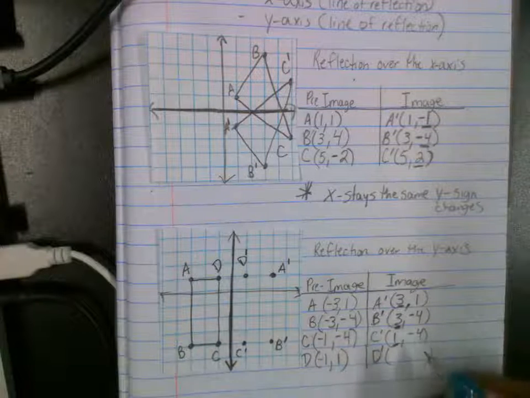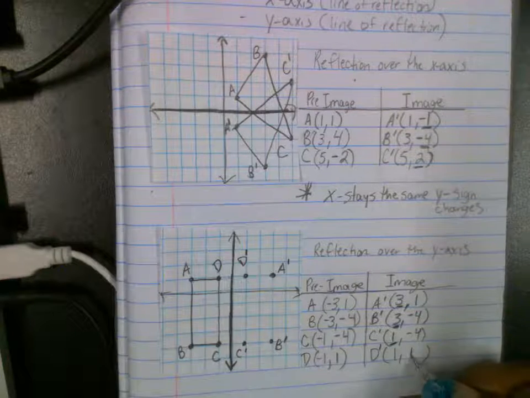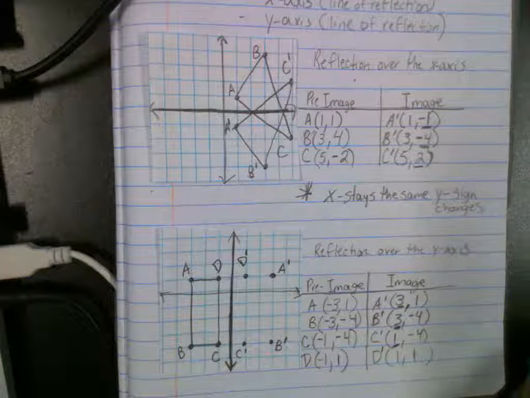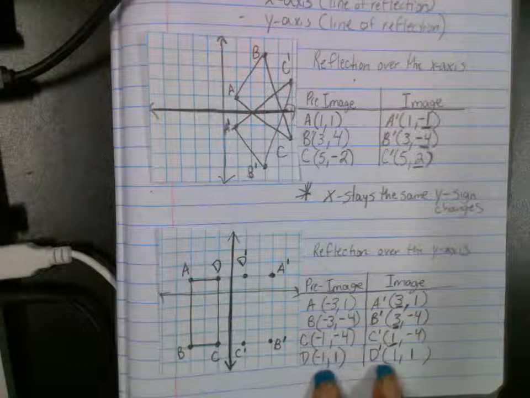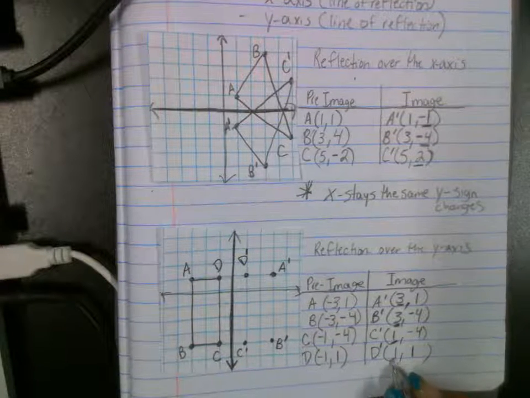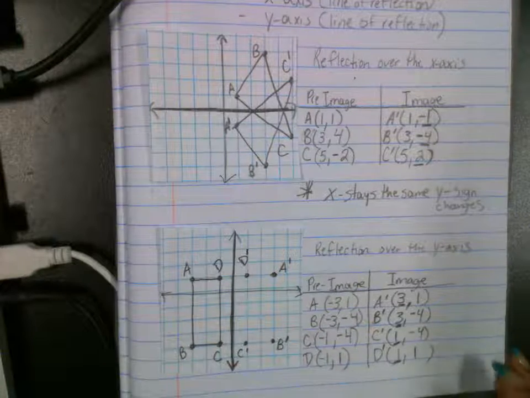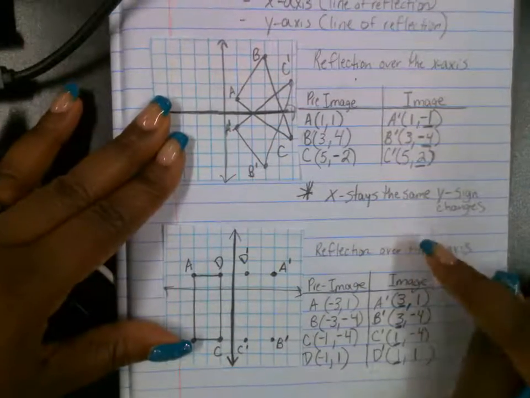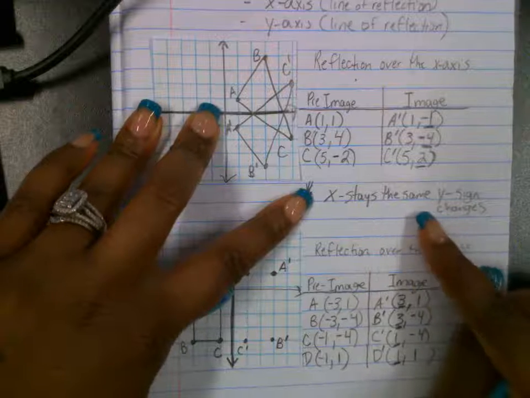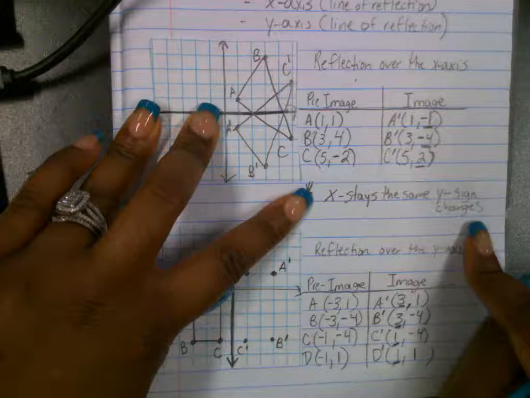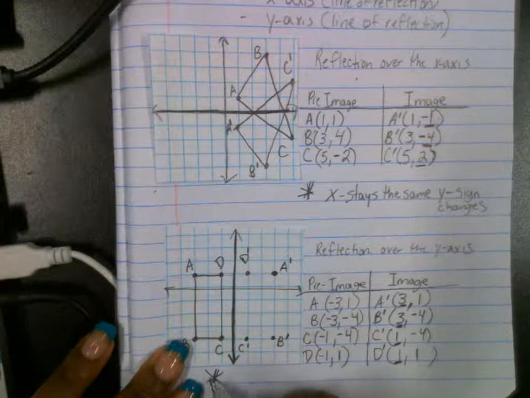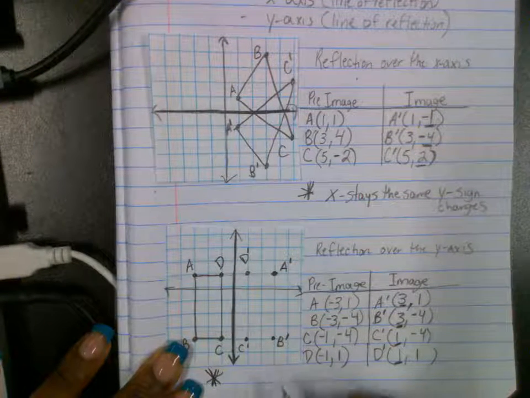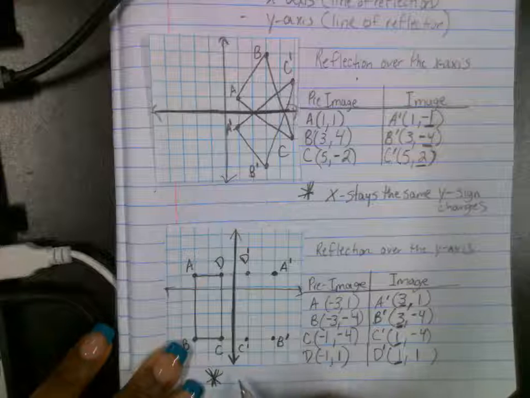What's the ordered pair for D prime? 1, 1. What's different from this point to this point? What's the difference between the two? The x coordinate. Okay. So up here we said that the x coordinate stays the same, but the y coordinate sign changes. So what are we going to say about the one that's on the bottom? The x coordinate changes and the y coordinate stays the same. Very good.